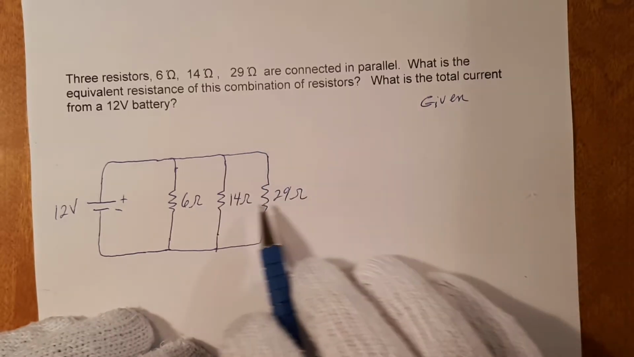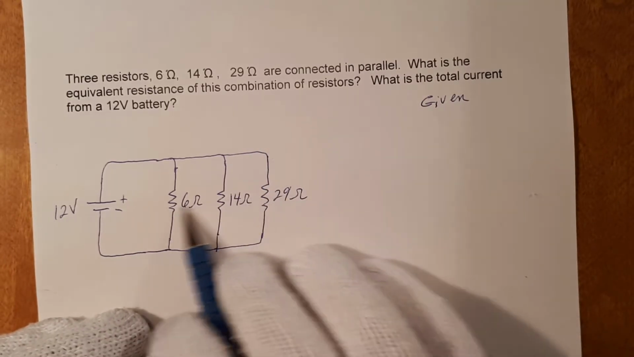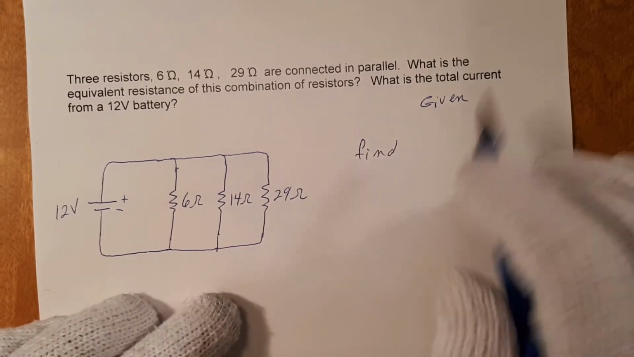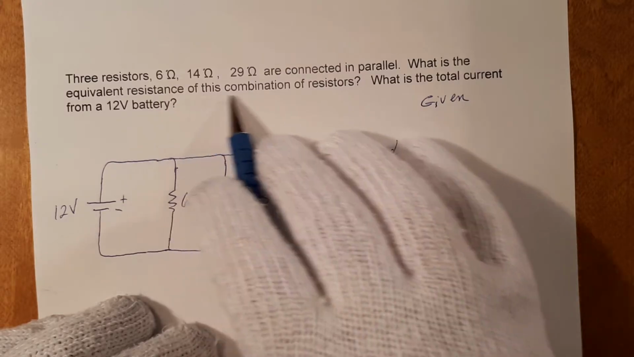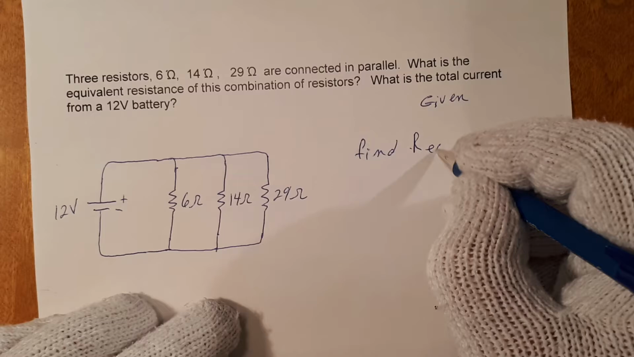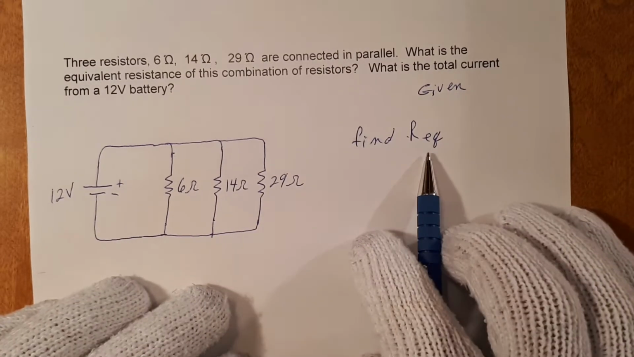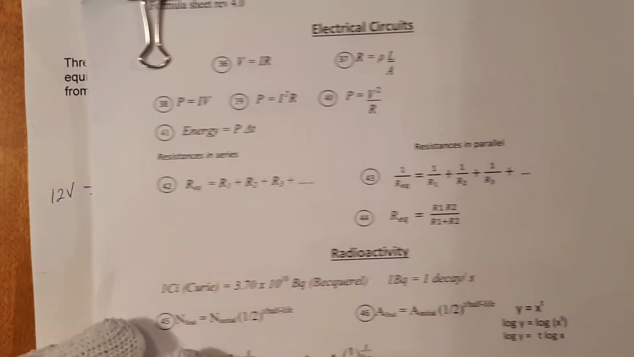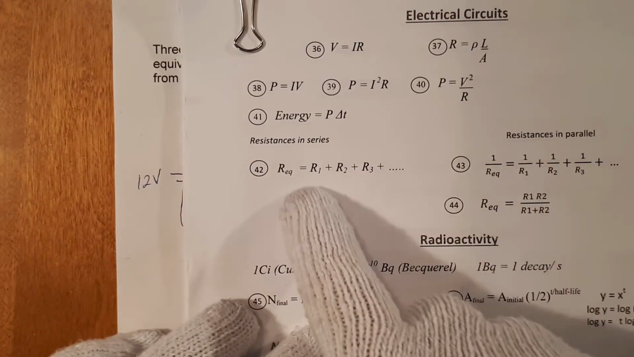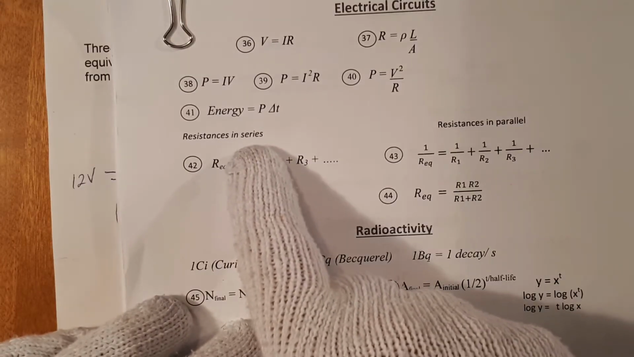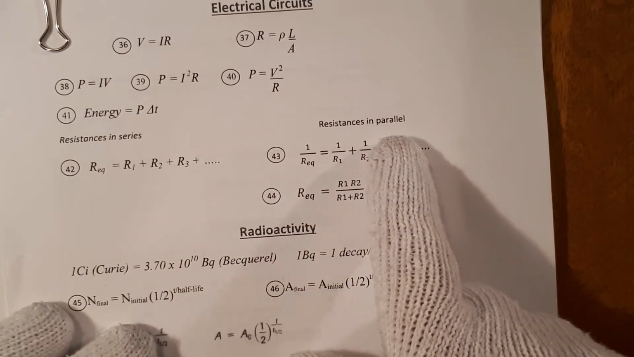And the first thing we need to do is find an equivalent resistance. It says here, what is the equivalent resistance of this combination? Find the equivalent resistance. And I'll write down R EQ. Let's find the equivalent resistance. Have a look at our equations. And equation 42 is with reference to resistors that are in a series. And we want resistors that are in parallel.